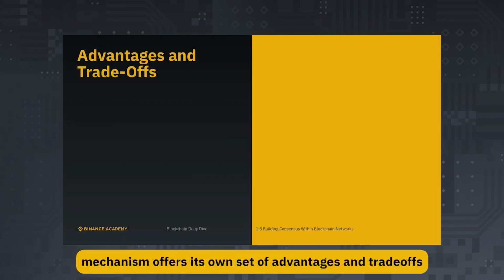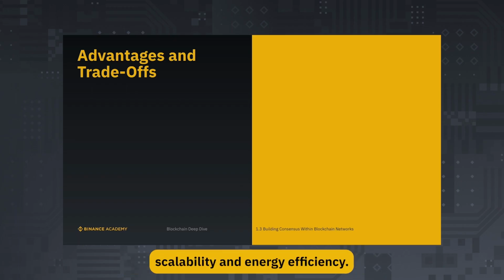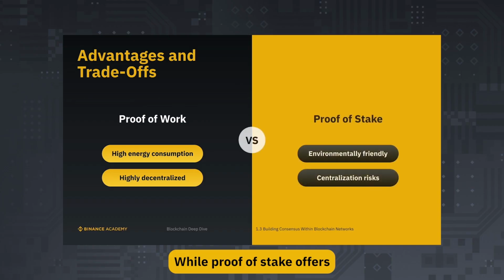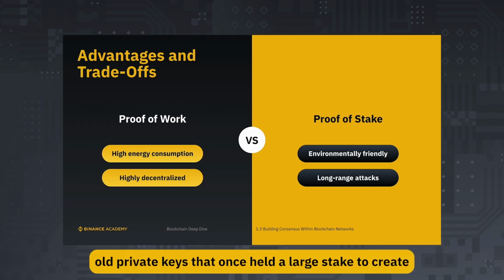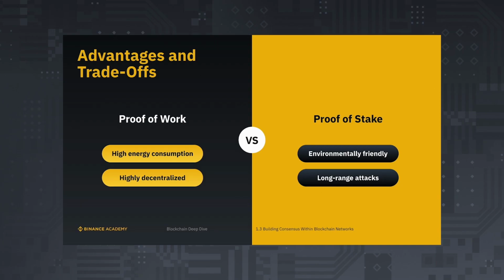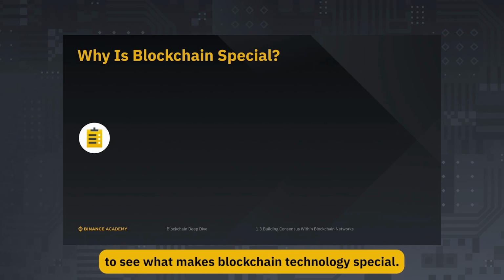Each consensus mechanism offers its own set of advantages and trade-offs when it comes to security, decentralization, scalability, and energy efficiency. Proof of work has come under scrutiny due to its substantial energy consumption, while proof of stake offers a more environmentally friendly option but has its own drawbacks, such as centralization risks. A long-range attack, in which attackers acquire old private keys that once held a large stake to create a fork, is one risk that proof of stake is more susceptible to. Let's put everything we've learned together to see what makes blockchain technology special.